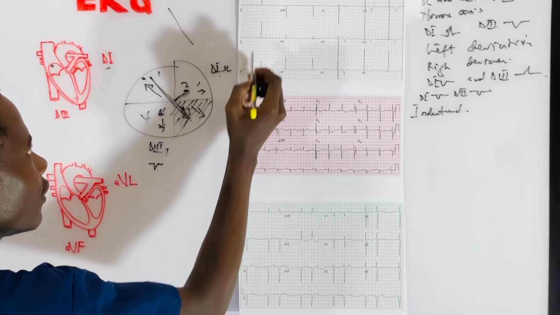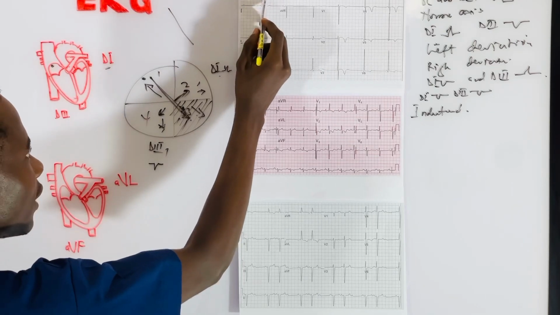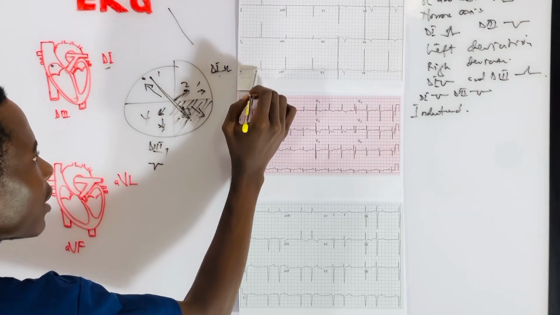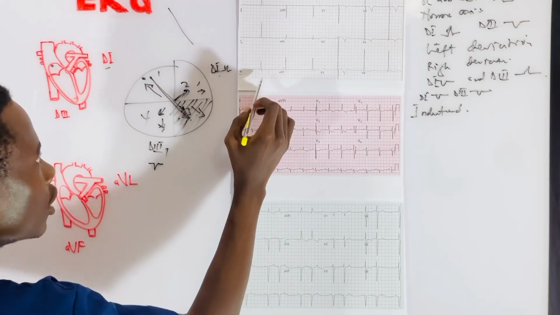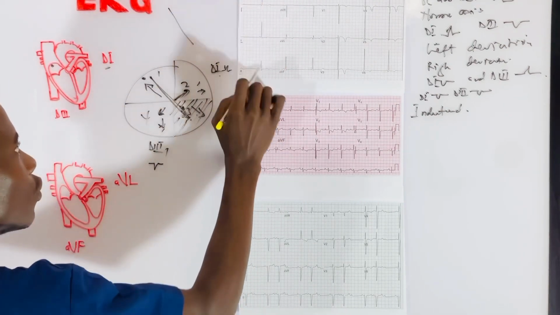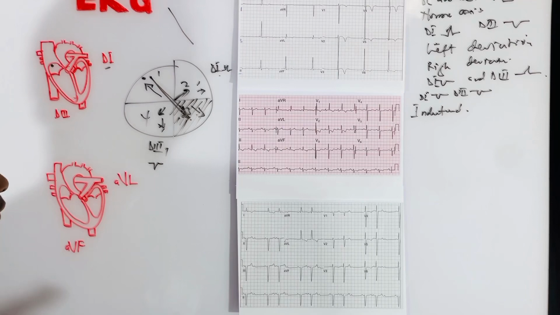Our D3. You take the D1, it has what? A positive reading over here. D3 has what? A positive reading over here. So if we compare the two, they are both positive, so we say the vector is normal. Are we clear with it?